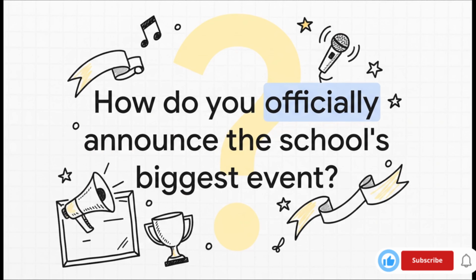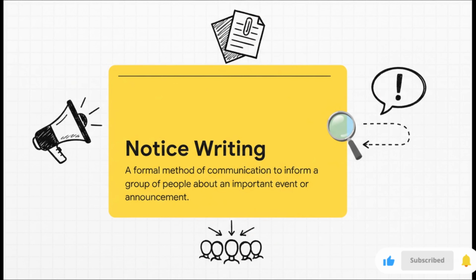Okay, so let's set the scene. Imagine you're in charge of the biggest school event of the year, the annual singing competition. You've got to get the word out to everyone. So how do you do it? I mean, yelling it in the hallways isn't going to cut it, right? You need something official, something that everyone will see. And the answer? Well, it's a notice.